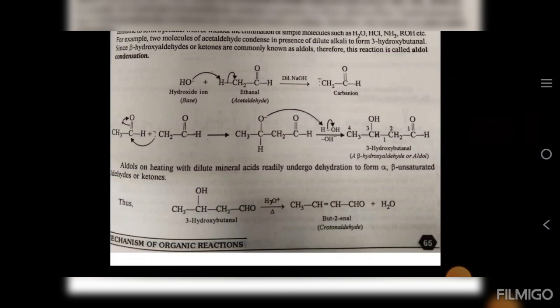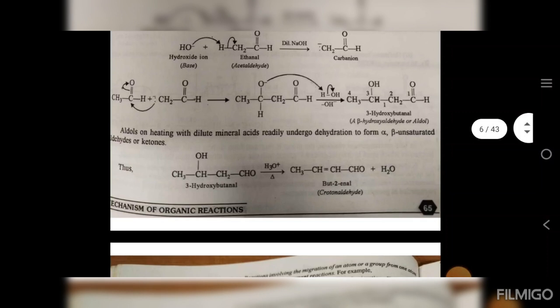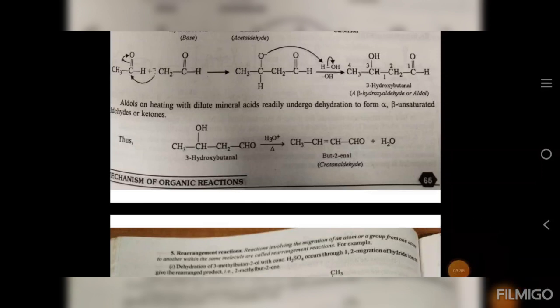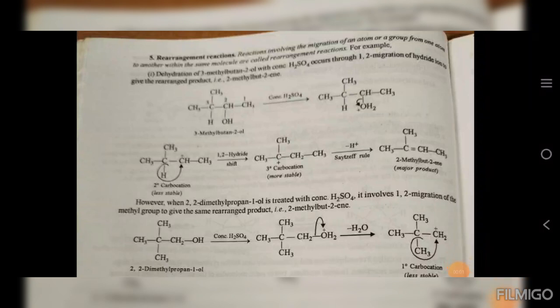Hydroxide ion base, ethanol, acetaldehyde, carbanion, 3-hydroxybutanal. Aldols on heating with dilute mineral acids undergo dehydration to form alpha, beta unsaturated aldehydes or ketones. Thus, 3-hydroxybutanal gives but-2-enal, crotonaldehyde.